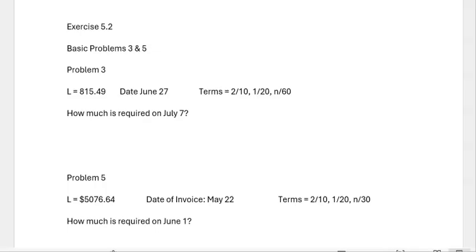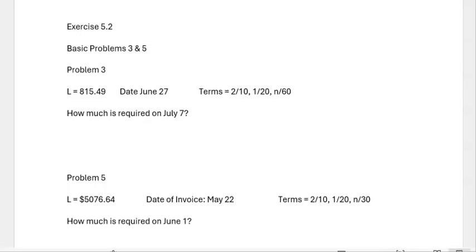So the first problem: on June 29th, Joseph received an invoice for $815.49. What we're trying to do is find out how much they have to pay, the net amount of the invoice that needs to be paid. So we have the actual full amount of the invoice, which we're going to call the list price.